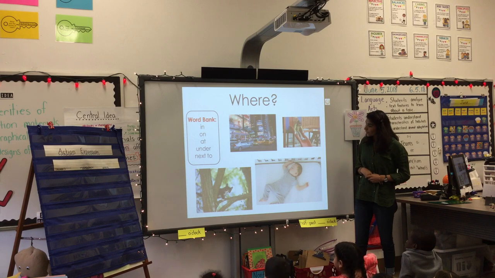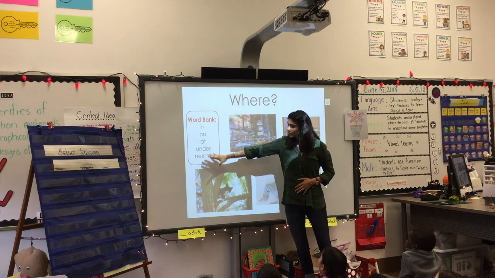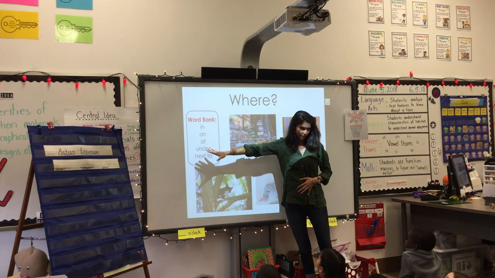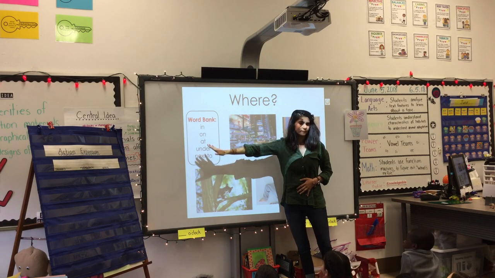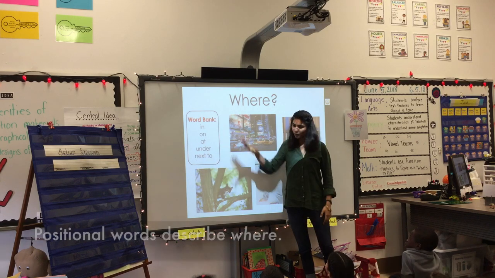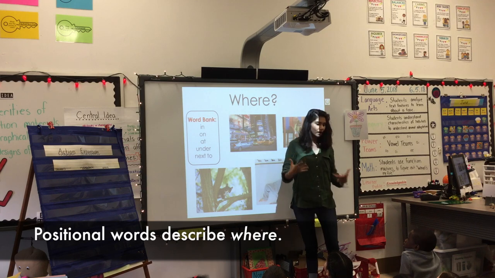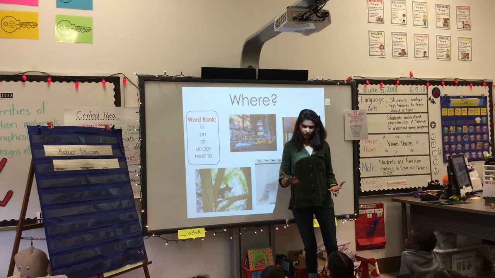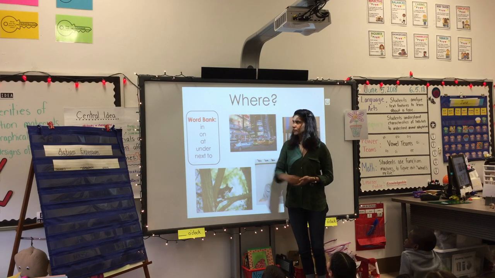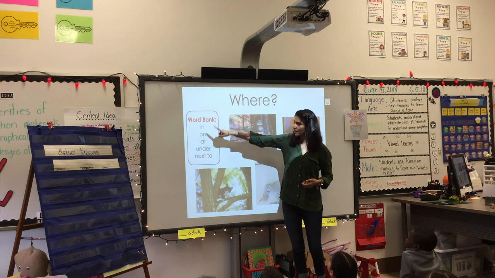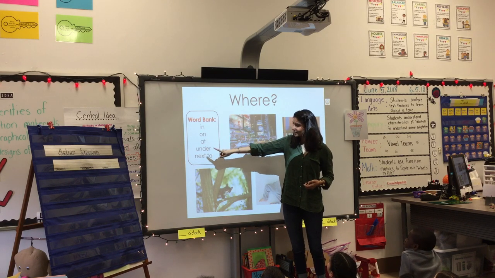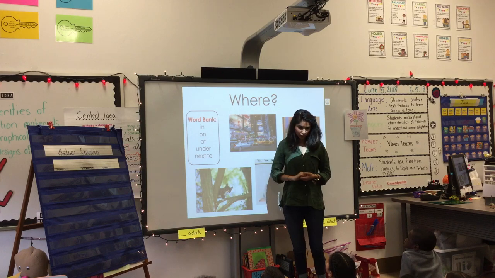So there's different words we can use to describe where. And this is our word bank. And these are called positional words. Can everyone say that? Positional words. Positional words help us to describe where our action is taking place. Let's look at these positional words. In, on, at, under, next to.